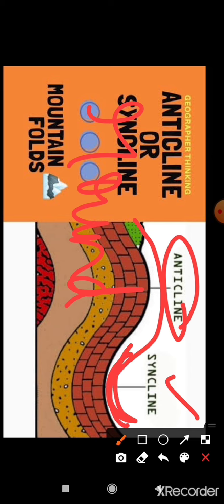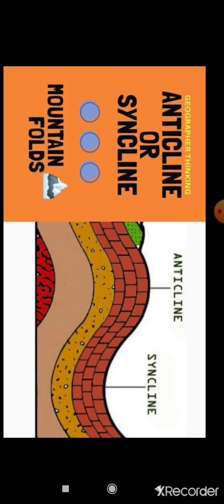Okay, and the examples: the Himalayas, the Alps, the Rockies, and the Andes are all examples of fold mountains. Now we are going to start the young and the old fold mountains. What are the young and old fold mountains? I hope from this image everything is clear, the difference is clear between anticlines and synclines.